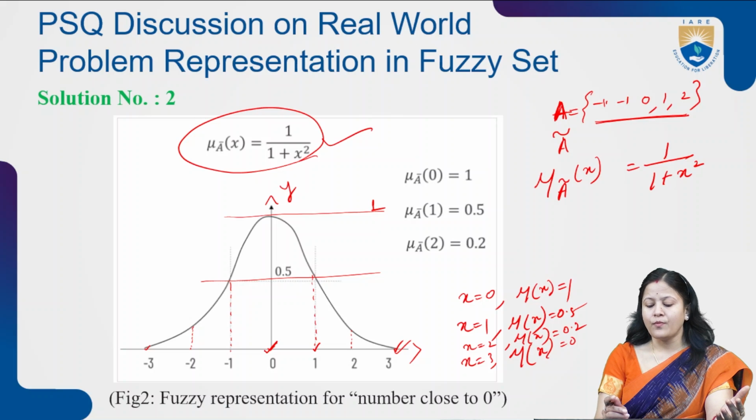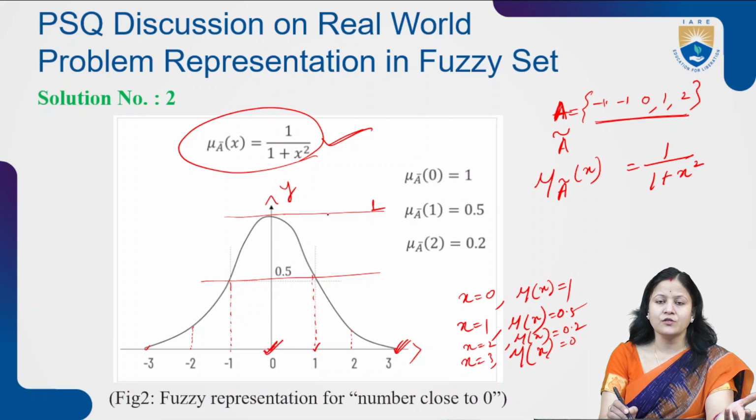By plotting the graph, you can understand that at the point 0, the membership value is exactly 1, and closer to 3, the membership value becomes 0 for both the left and right side. How are we getting this? Either you follow the graph or you can follow the formula. The membership function is given for a real number as 1 by 1 plus x square. Now you can write, when x is equal to 0, it is 1 by 1, which is 1. So directly we are getting the membership value as 1.